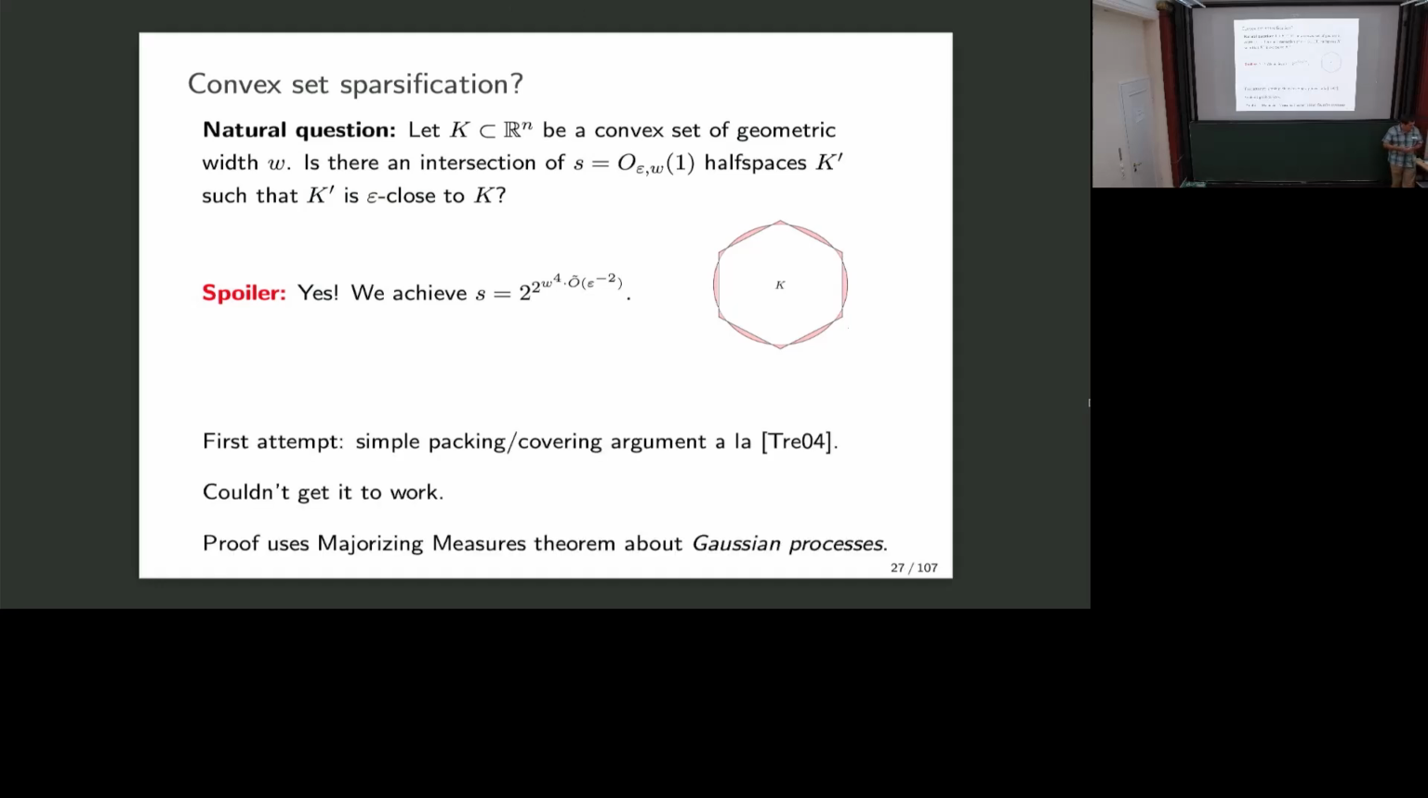So I think the way you should try to approach this kind of thing first is to do the simplest kind of thing. We thought initially about, can we do something like a packing covering argument, some kind of very simple thing, the way that the initial results in the Boolean setting work, something like this result due to Luca-Trevisan. We weren't able to make it work, and it turned out the route where we were able to get to the destination went through this famous majorizing measures theorem about Gaussian processes. So I'm going to talk about Gaussian processes now for a bit.